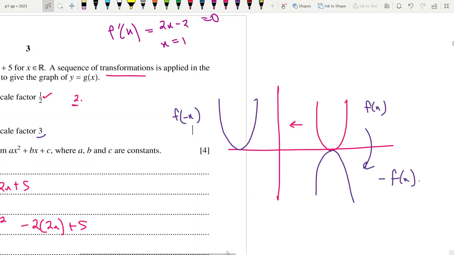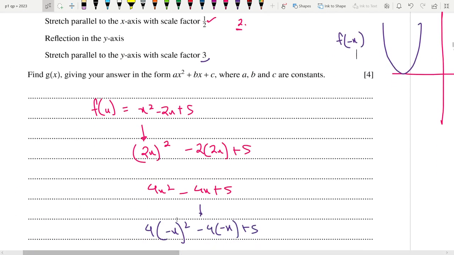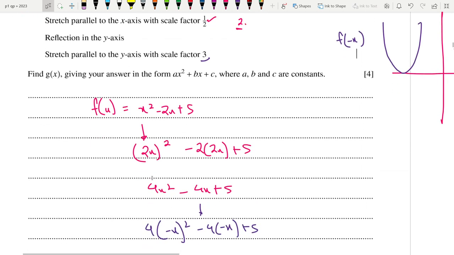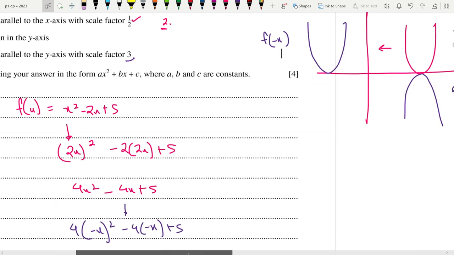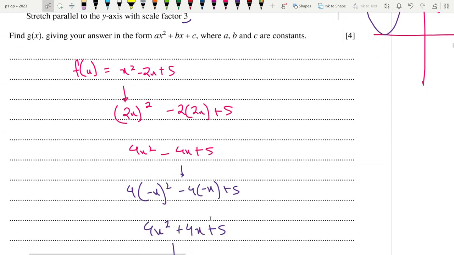So where do I need to put the minus? Inside, since this is a horizontal reflection. So I break down the stretch. It turns into 4x squared minus 4x plus 5. Now I want to reflect it on the y-axis, so I multiply the minus sign with the x over here, so we end up with 4 times minus x whole squared minus 4 into minus x plus 5. We end up with 4x squared plus 4x plus 5.